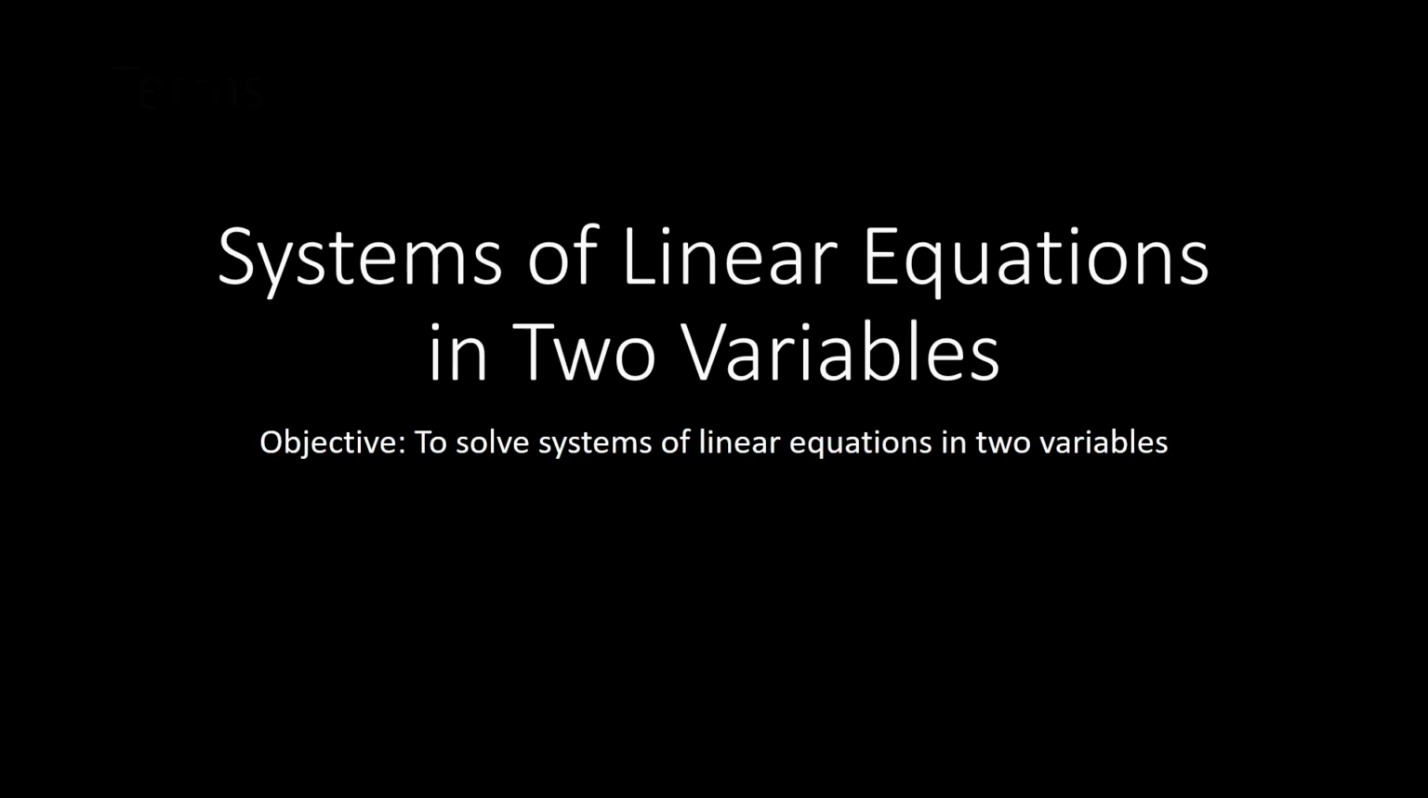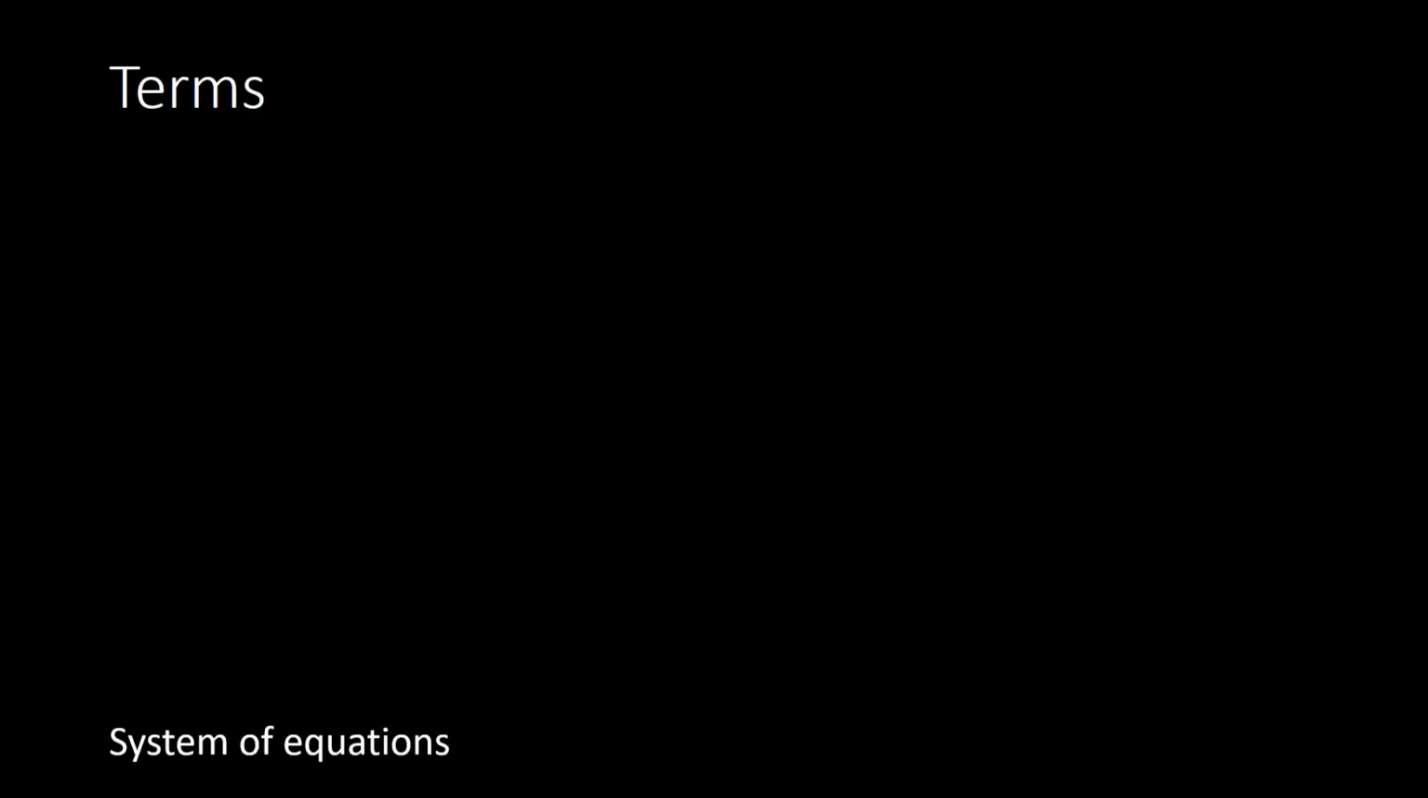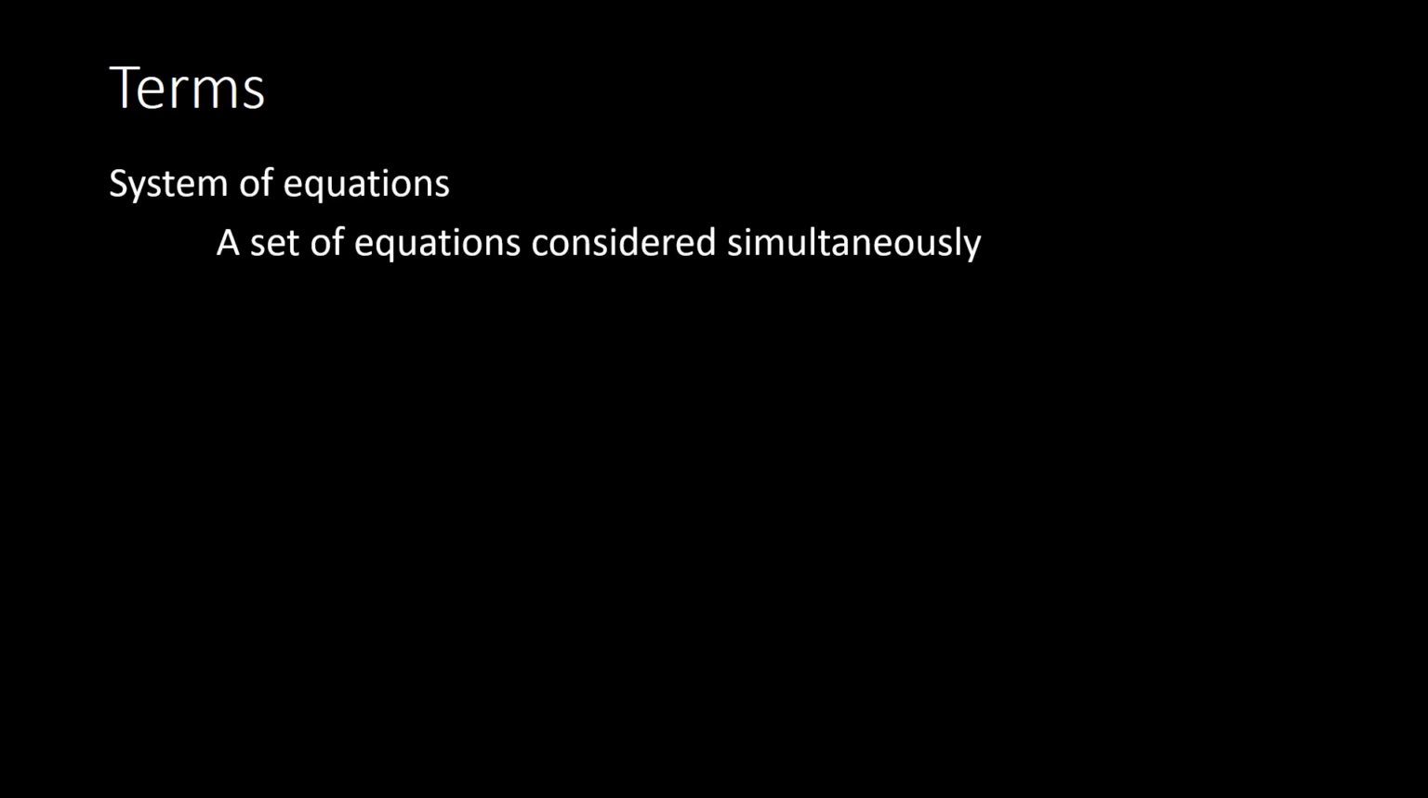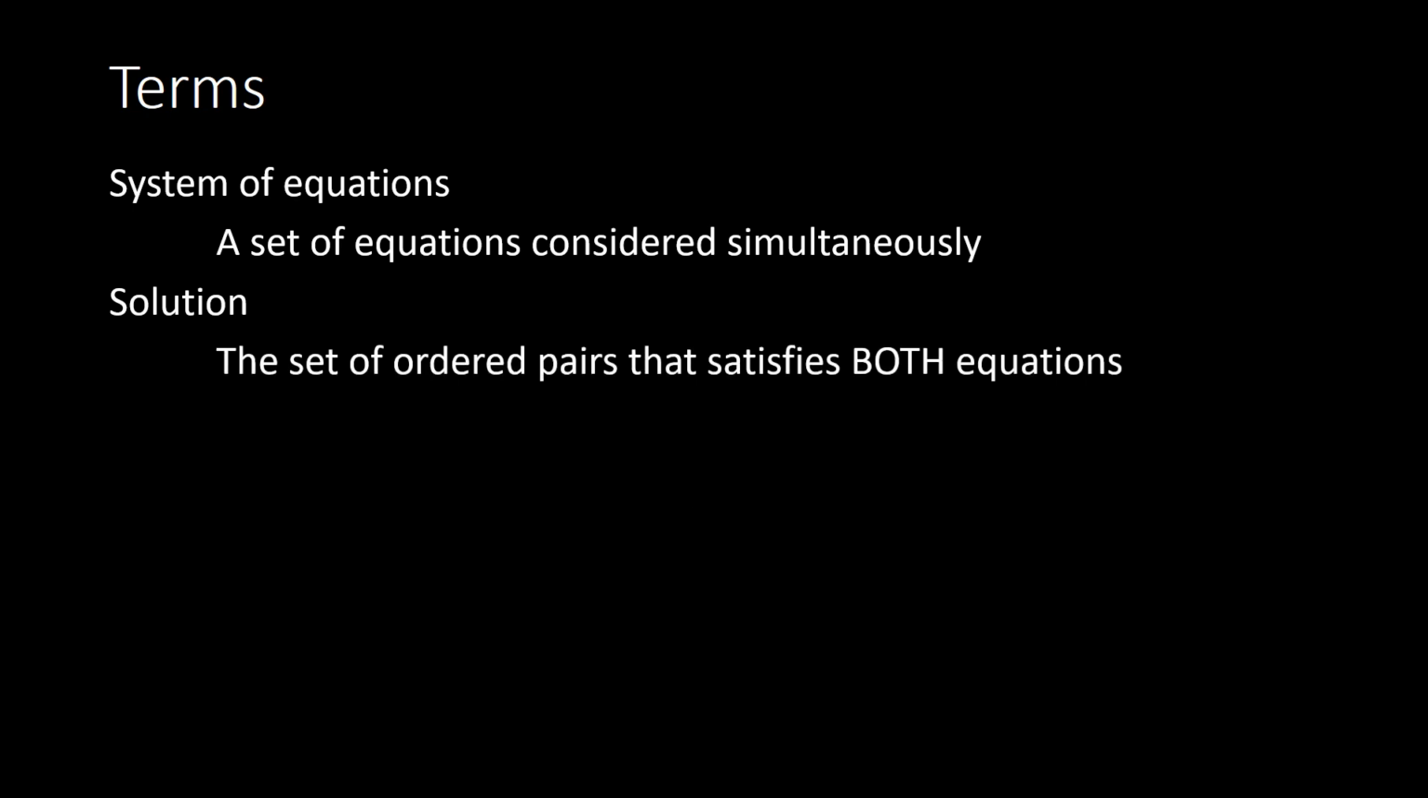So the question is, what is a system of equations? Well, a system of equations is simply a set of equations that you look at the same time. So it could be 2 equations, it could be 3 equations, but you're looking at all of them at the same time. Now, as far as systems are concerned, a solution to the system would be an ordered pair or a set of ordered pairs that satisfies both equations at the same time.